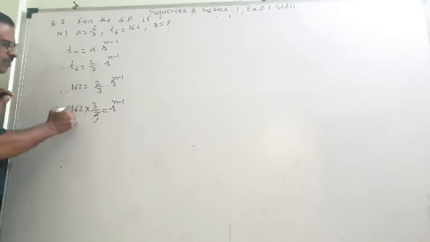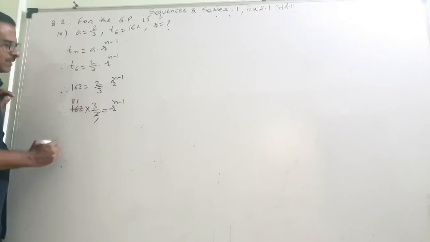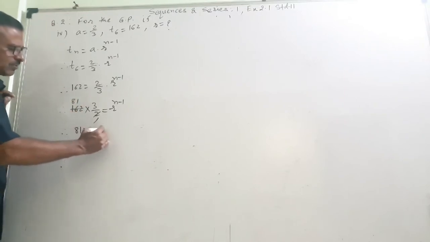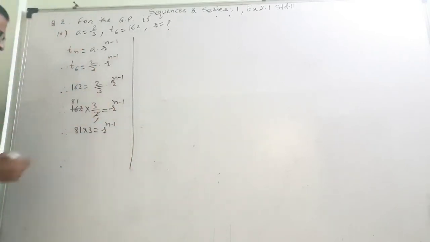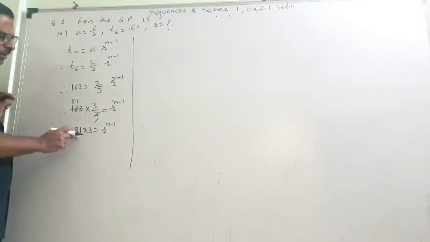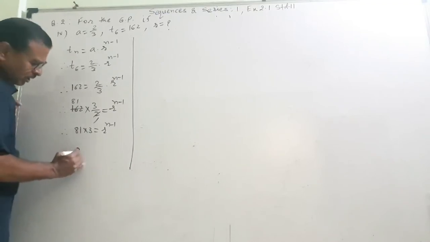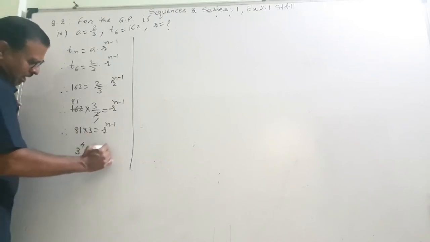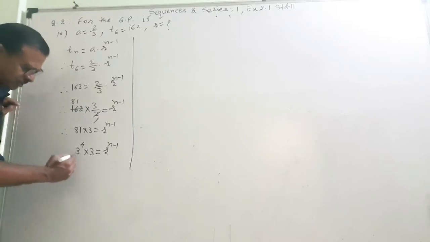2 ones are 2, 8 are 16 and 2 ones are... Therefore, this is 81 into 3 is equal to R raised to n minus 1. Now, this is 3 raised to 4. So, 3 raised to 4 into 3 is equal to R raised to n minus 1. Therefore, 3 raised to, it will be 5.